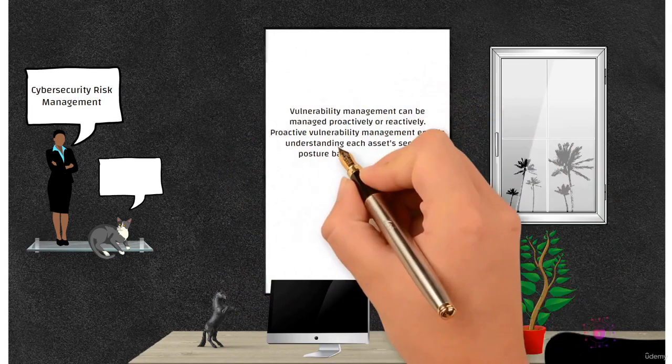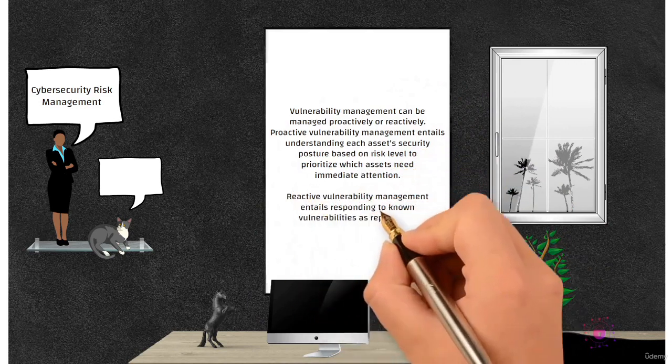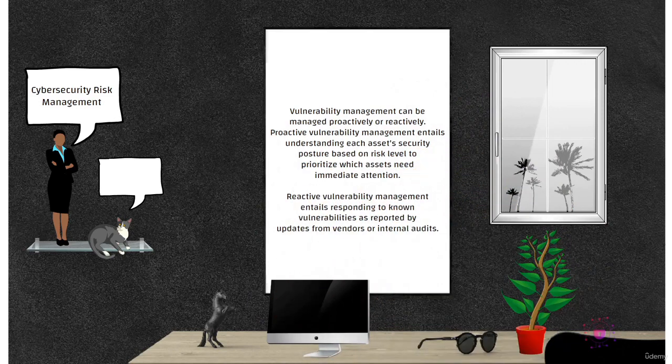Vulnerability management can be managed proactively or reactively. Proactive vulnerability management entails understanding each asset's security posture based on risk level to prioritize which assets need immediate attention. Reactive vulnerability management entails responding to known vulnerabilities as reported by updates from vendors or internal audits.